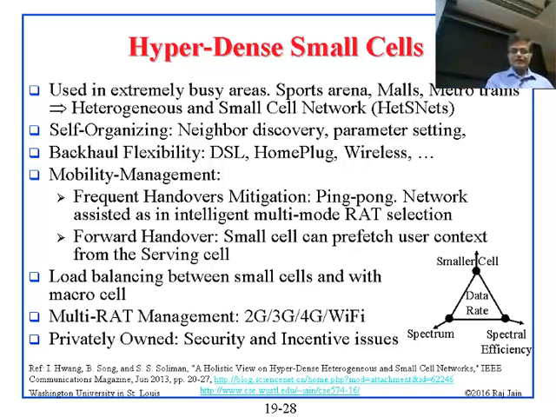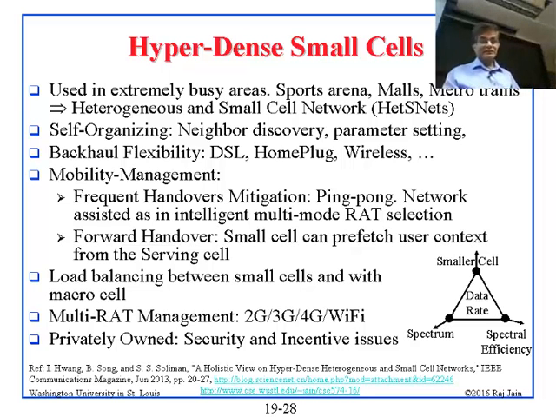And so that would be called HetSNet, heterogeneous and small cell network. Previously we had heterogeneous because there were one or two small cells. Now everything is small. And self-organizing, so we need all those things that we talked about. It has to be self-organizing because they might be in somebody's building, somebody's mall, and so on and so forth. And they might be going through DSL in the backhaul direction, by home wireless.